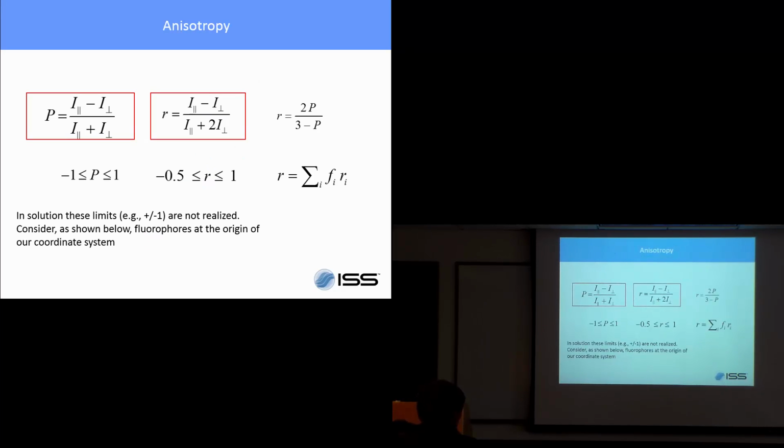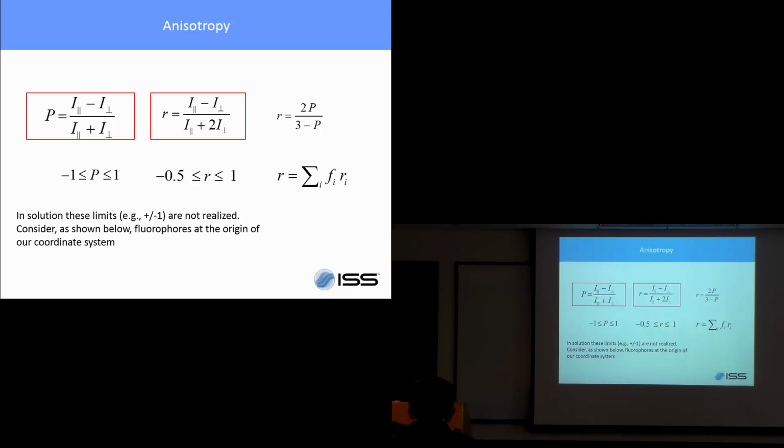Conceptually, it's fairly easy. We can build these quantities. One is called polarization, the other one is anisotropy. And the polarization is simply the difference of the detected light in the vertical plane minus the horizontal plane divided by the sum. The anisotropy is the same. The only difference is that there is a 2 here.